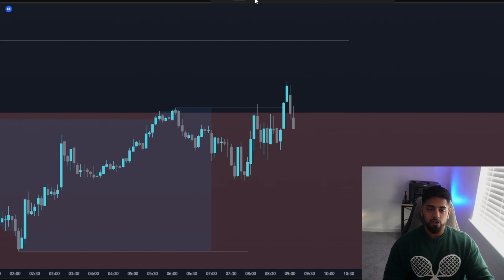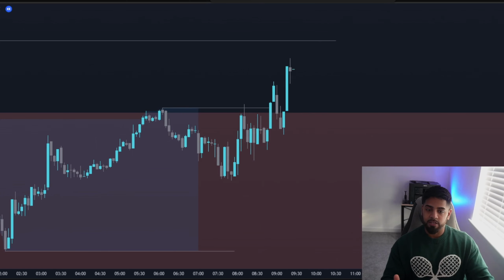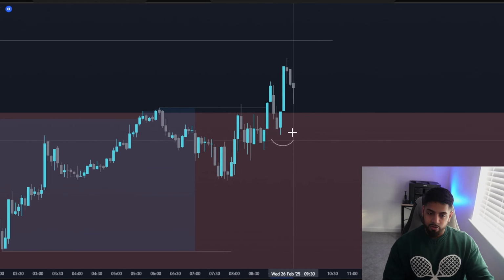If we take a look at structure, we can see that right here, we've got a higher low, higher high, higher low, and a higher high. So at the moment, price is building a series of higher highs and higher lows, indicating that it is still relatively bullish. Now again, price sets in a higher low and then a brand new higher high.